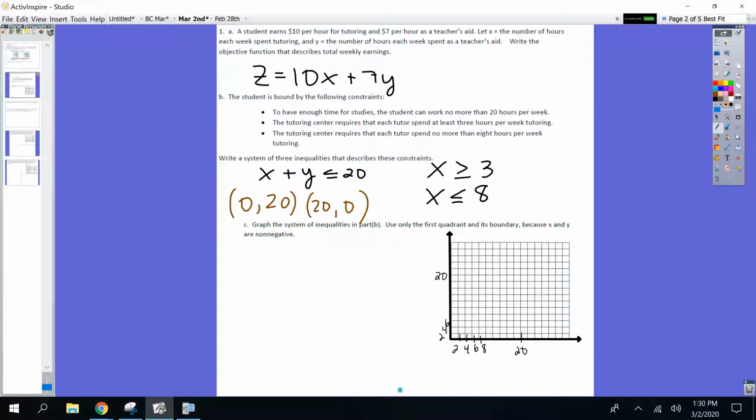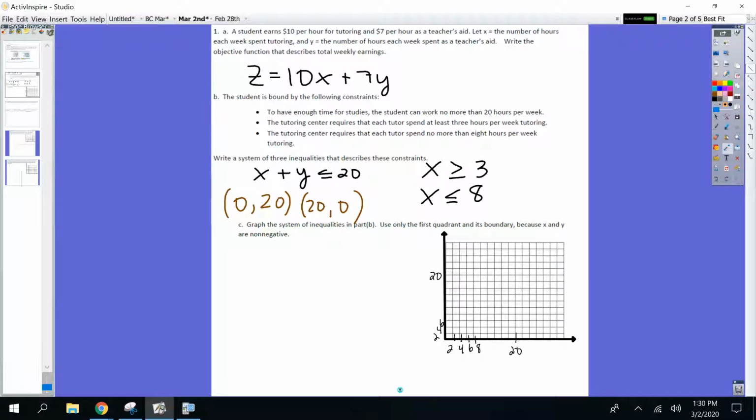Oh boy, I always cringe when I ask this. X alone, what type of line? Straight. Vertical line. Yep, thank you. Going through 3 and going through 8, right? Halfway through. And 8.